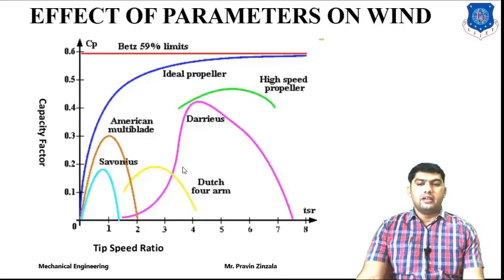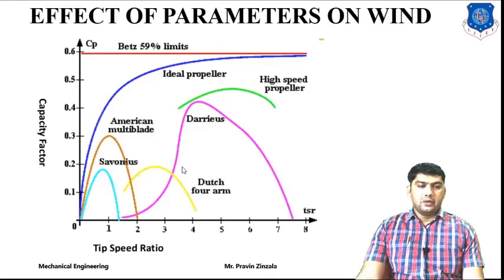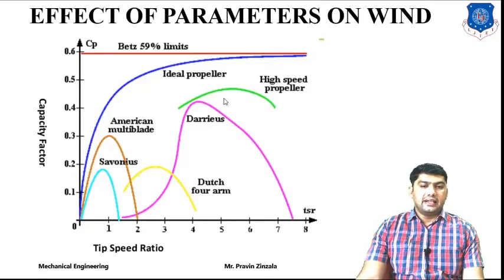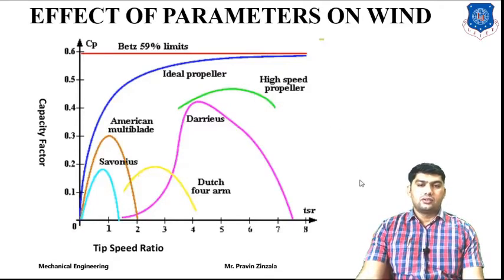So this is the performance curve of different types of windmill and different types of wind turbine rotor, for horizontal and vertical axis wind turbines. In practice today, we utilize the high speed propeller type for the maximum capacity factor and high tip speed ratio. So we get the maximum efficiency by using the propeller type wind turbine.